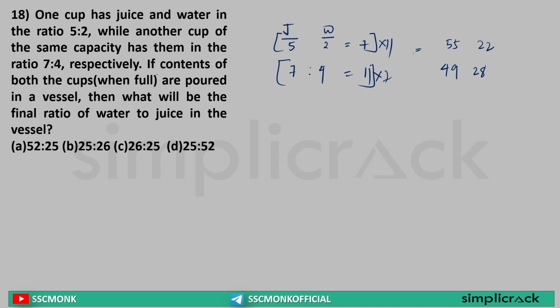So what is happening? It says if the contents of both cups are added. So now milk, water, so both are added. So how much milk, how much water is here? Sir, milk is equal to 104. How much water is here? It is 50. Sir, 2 52s are 104, 2 25s are 50. So the ratio is equal to what? 52:25. That is equal to option A. Clear? Basic questions. We just have to use our head.